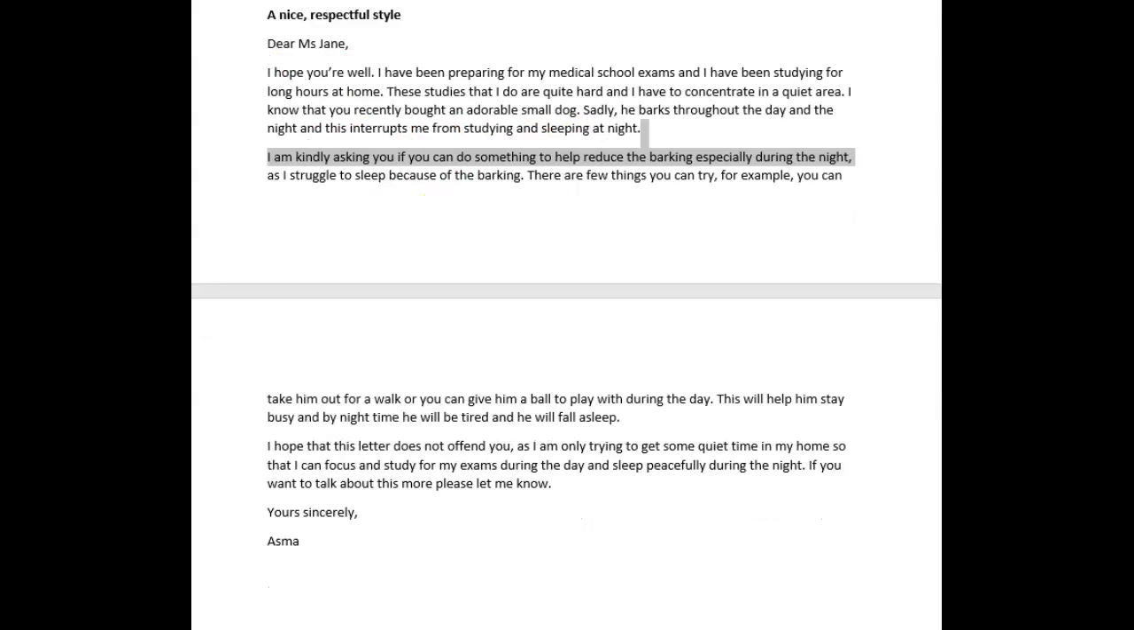Now let's talk about a couple of other little areas, like this sentence which is highlighted here. I am kindly asking you if you can do something to help reduce the barking, especially during the night, as I struggle to sleep because of the barking. Do you see how this is a little repetitive? To reduce the barking, I can't sleep because of the barking. What you need here is some lexical cohesion.